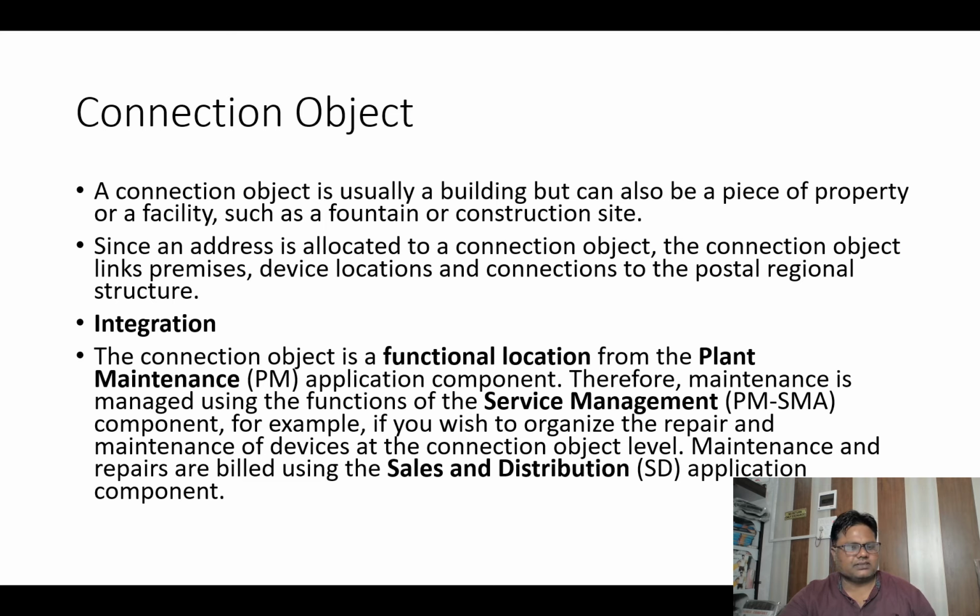postal regional structure. Integration. The connection object is a functional location from the plant maintenance application component. Therefore, maintenance is managed using the functions of the service management component. For example, if you wish to organize the repair and maintenance of devices at the connection object level, maintenance and repairs are built using the sales and distribution application component.